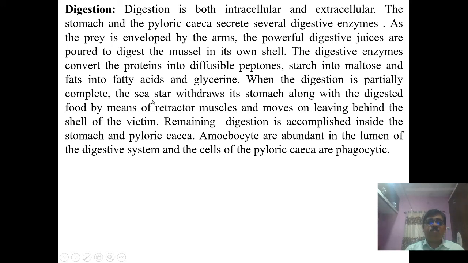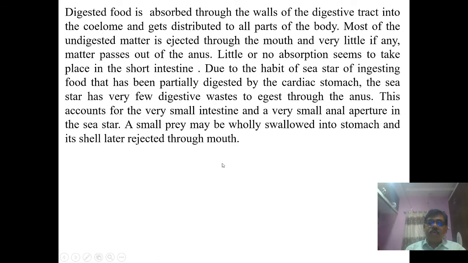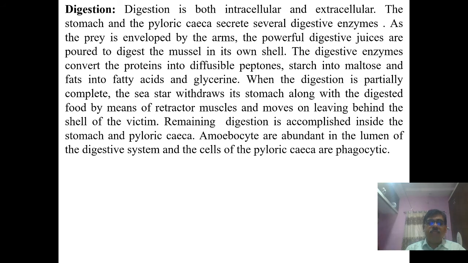Then, when the digestion is partially complete, the sea star withdraws its stomach along with the digested food by means of retractor muscles and moves on, leaving behind the shell of the victim. Means it releases the shell of the victim outside the body. The remaining digestion is completed inside the stomach and the pyloric caeca. Amoebocytes are abundant in the lumen of the digestive system and the cells of the pyloric caeca are phagocytic, and therefore in the sea star Asterias the digestion is of both types, intracellular as well as extracellular.